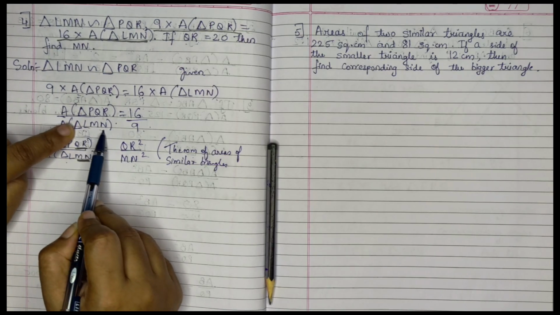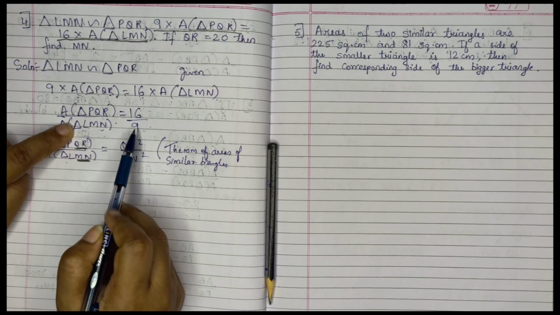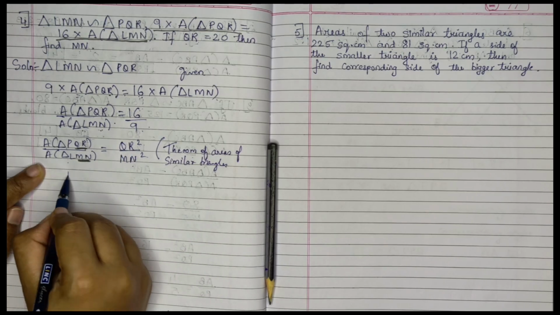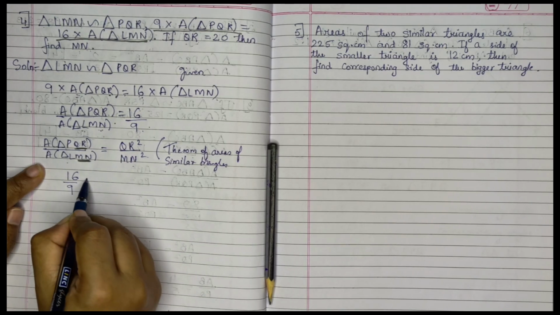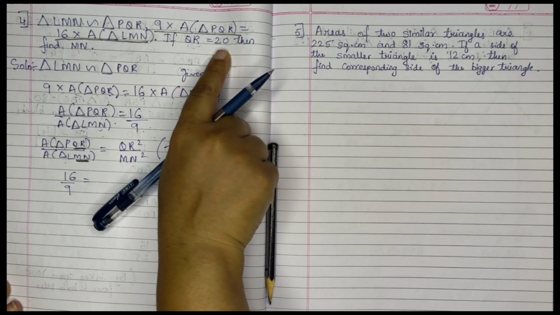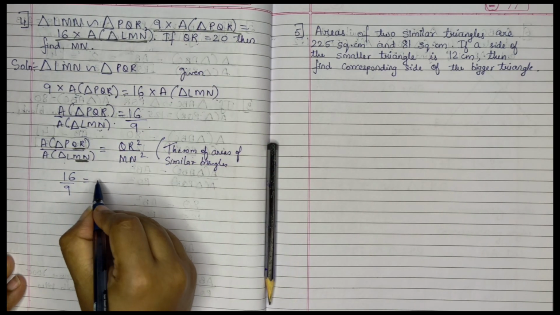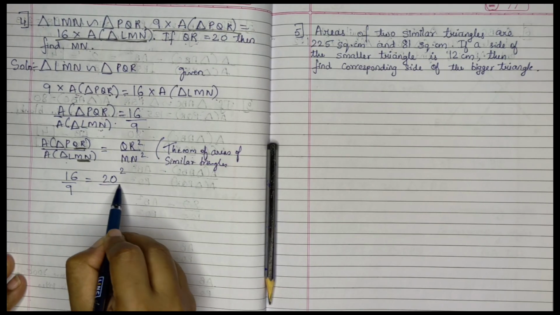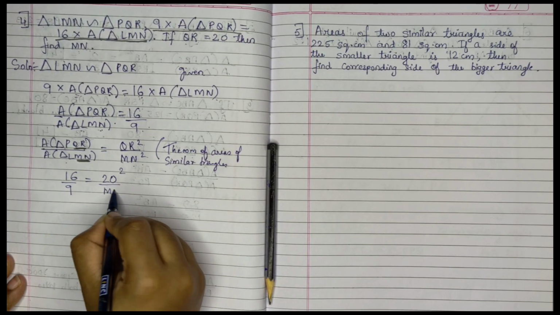PQR upon LMN is equal to 16 upon 9. So in this place, PQR upon LMN, we will write here 16 upon 9 is equal to QR. QR is given 20 here. Okay, QR is given 20, and we have to put the square here, MN square.